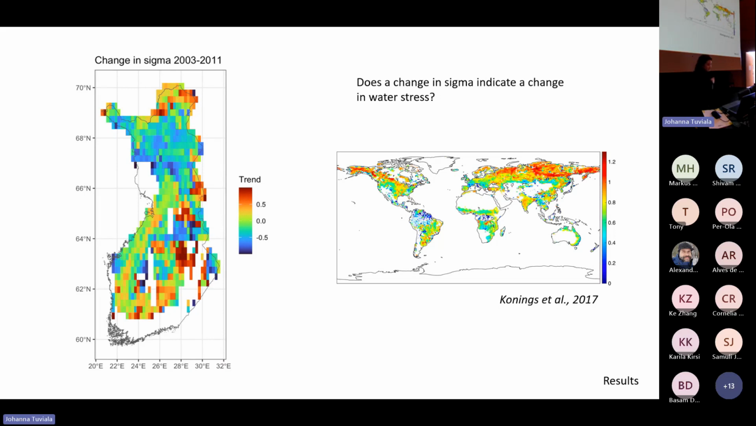Here there's a global map of isohydricity, and you can see the boreal regions tend to be more isohydric. They're usually just like, whatever, I'll just assimilate carbon, it's fine.